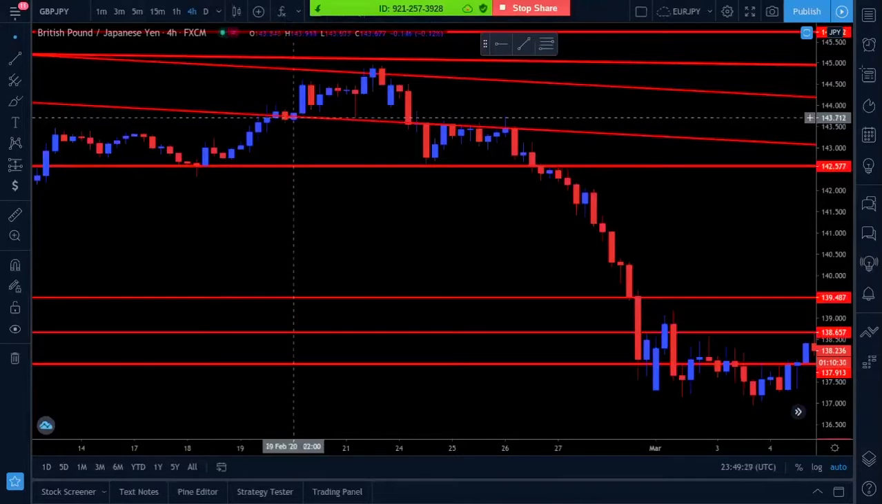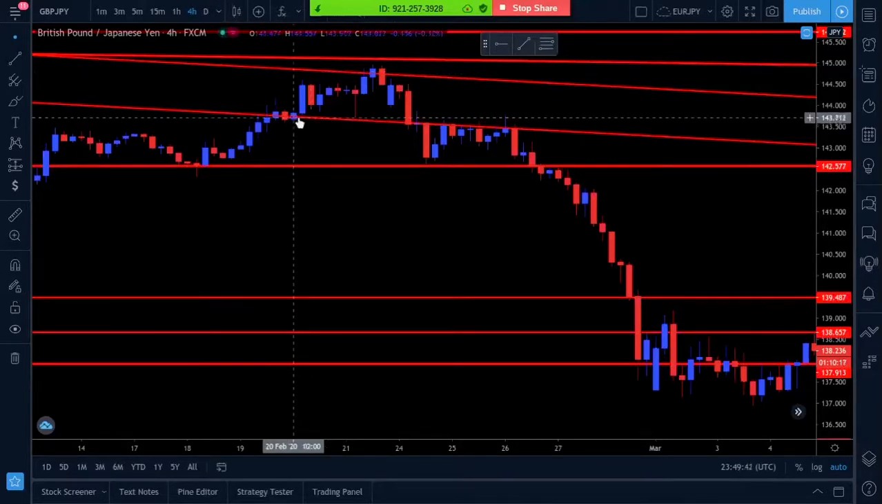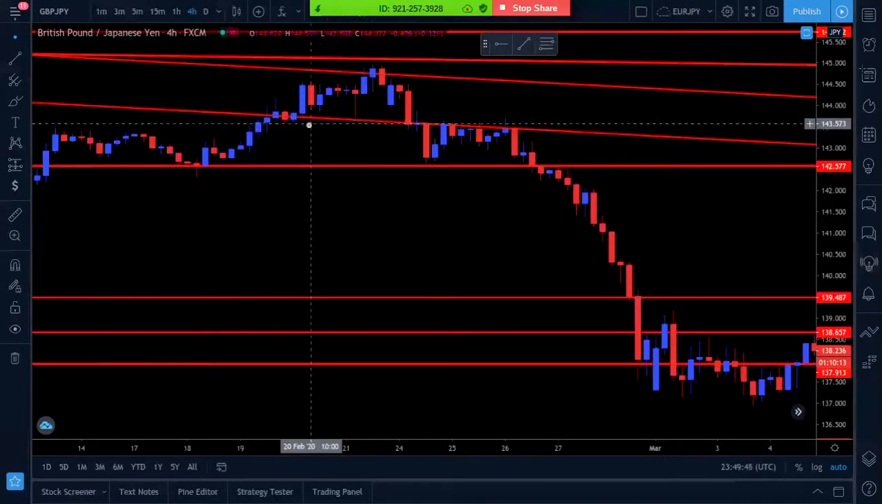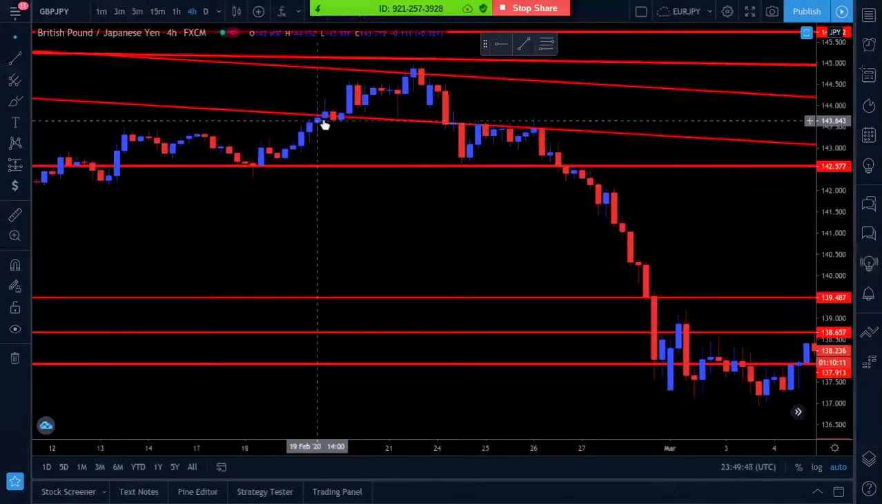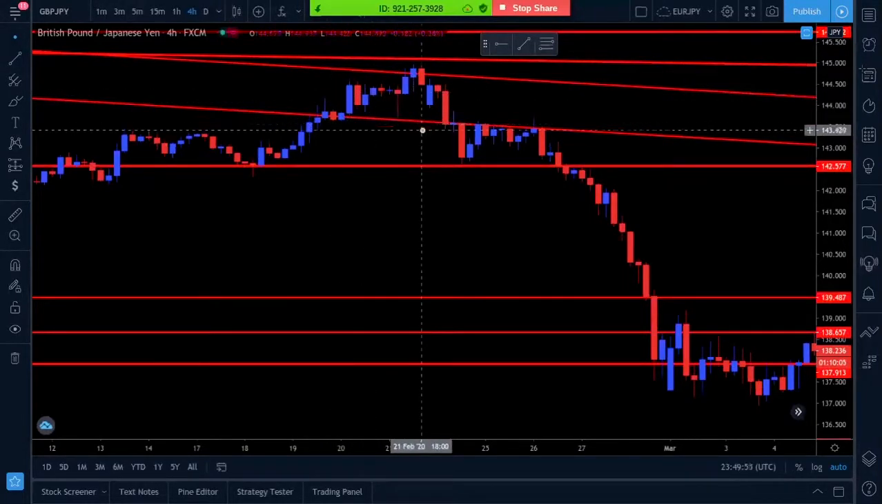But that's why we have several SRTs, several supports and resistances, and that's where patience comes in, guys. We're not trying to chase the markets. Always wait for price to come to you. And as we can see, once it breaks a support or resistance, like I said, it becomes the opposite.